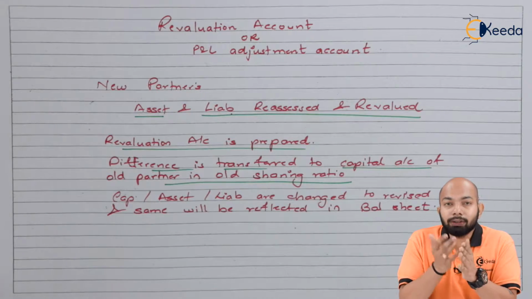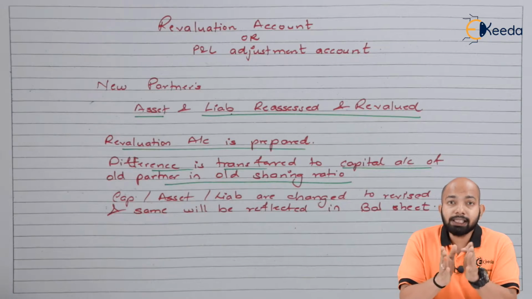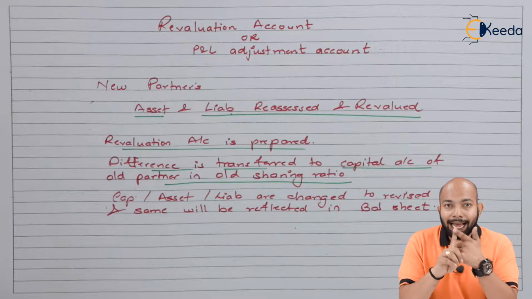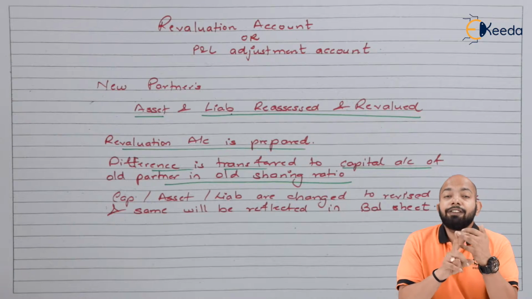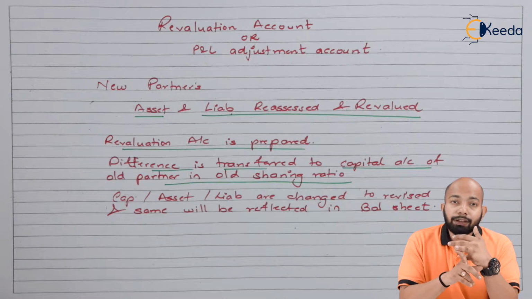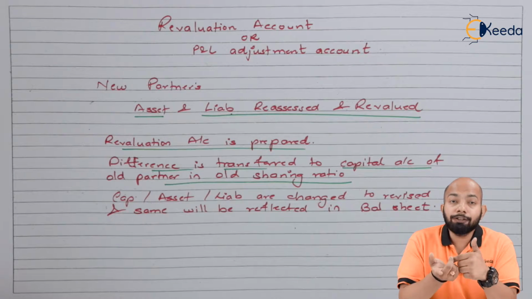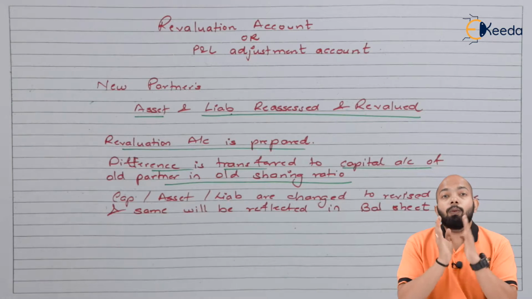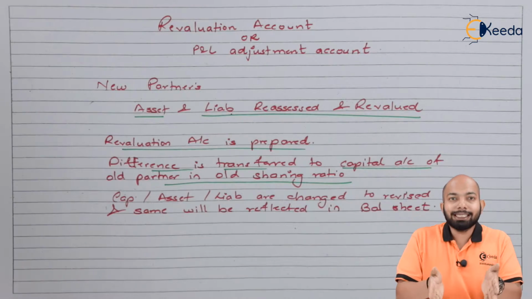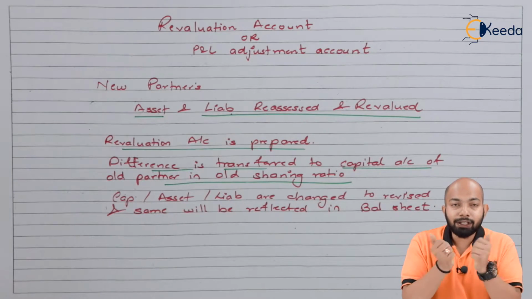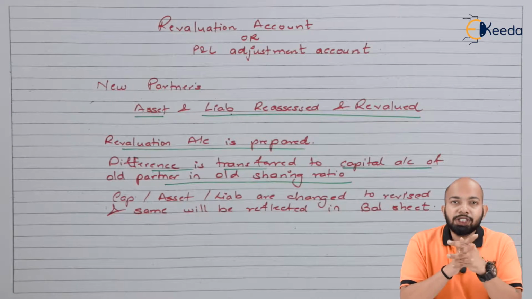So when we see these highlighted options, everything is highlighted in green. Now these points are related to the revaluation account. So assets are reassessed, liabilities are revalued, and then we go ahead with preparation of the revaluation account. The journal entries which we'll be doing further in this video will make you understand what is mentioned on the debit side and what is mentioned on the credit side. Once both these are mentioned, the difference is moved to the partners' capital accounts in the old profit sharing ratio.